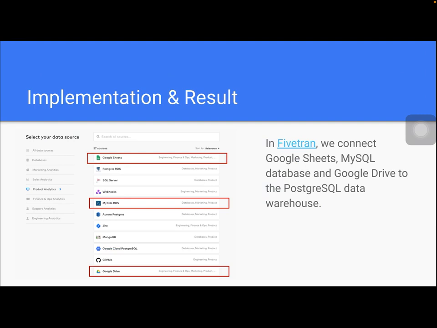Okay, this is the implementation result. We can see in Fivetran we connect Google Sheets, the MySQL database, and Google Drive to the PostgreSQL data warehouse. In Fivetran we can choose many connectors. For example, if your government already uses a SQL Server, we can connect it using Fivetran for SQL Server. Or maybe your government already uses Postgres, it's okay, you can use Postgres.